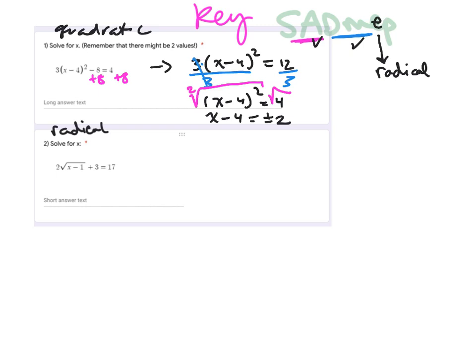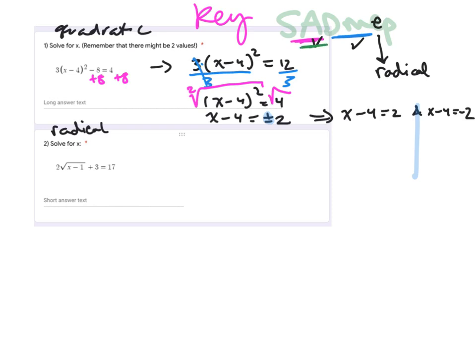And I saw that someone actually showed their work, which I really love. So here's what's happening. We have x minus 4 equals positive 2, and x minus 4 equals negative 2. So this is sort of like our absolute value stuff. Once I'm at this stage, I'm going to reset SADMAP.